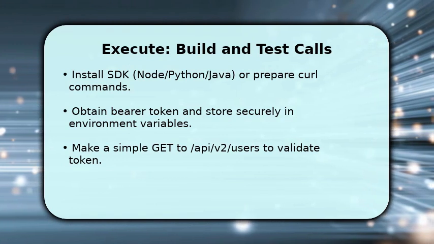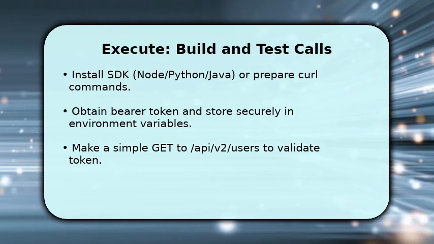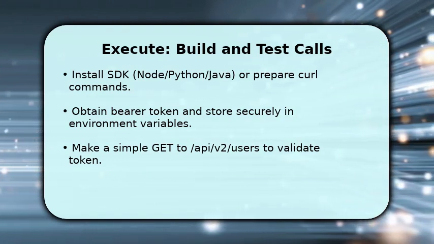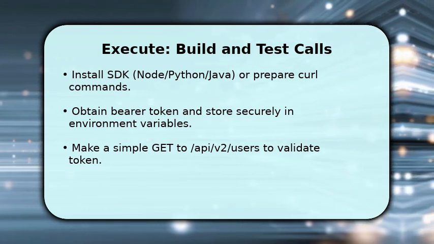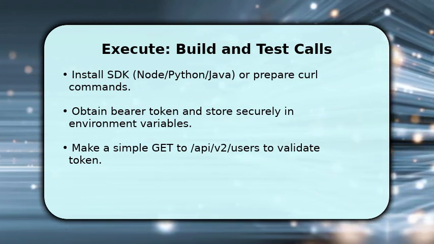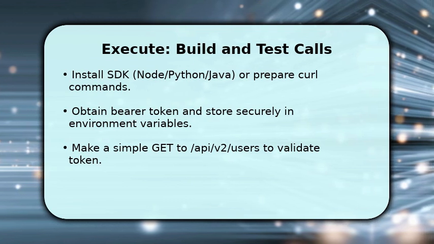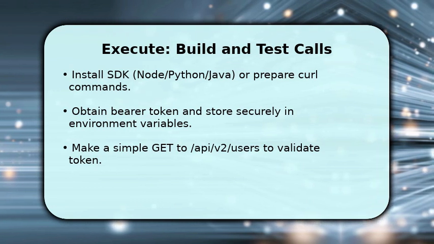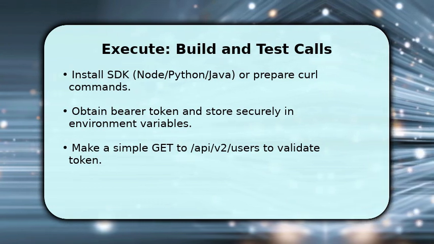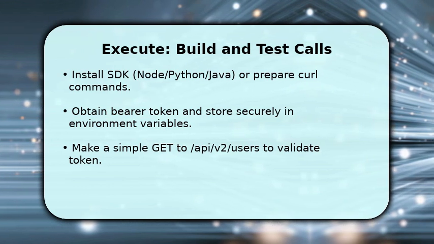If using an SDK, install it and initialize with your client credentials. If you prefer curl, export the bearer token into an env variable for reuse. Then compose a basic GET request to a safe endpoint like /API/v2/users to confirm authentication and response format. This verifies scopes and connectivity.